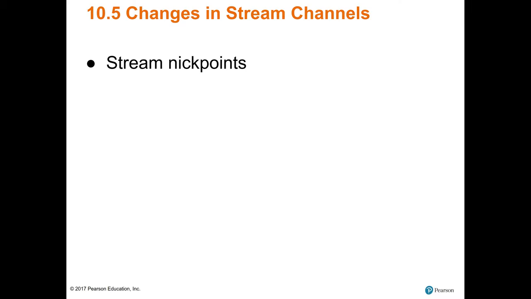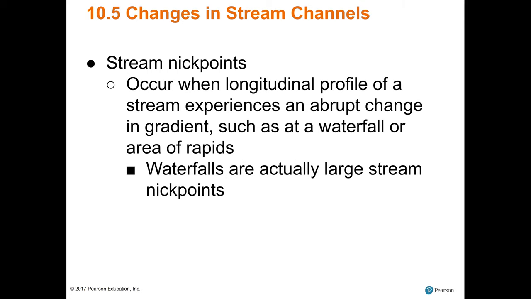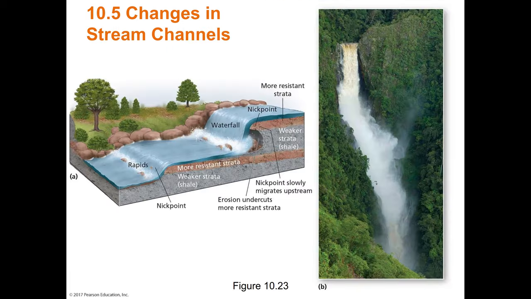Changes in stream channels. Well, there's nick points. A nick point is where there's a vertical break in the horizontal profile of a river. Waterfalls, rapids, those are nick points. Waterfalls are just large stream nick points.